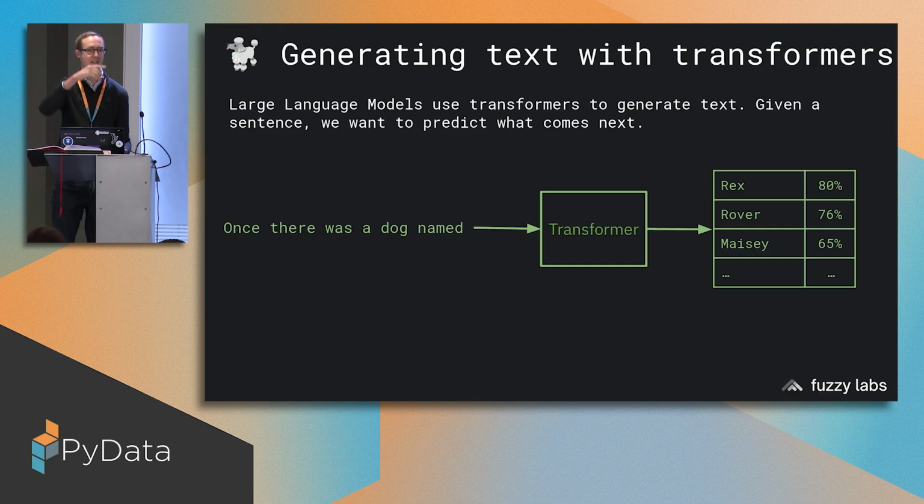But you can imagine then, you iterate on this, right? So you say, okay, there was a dog named Rex, now what? What's next, what's next, what's next? All the transformer model is doing is generating the next token.